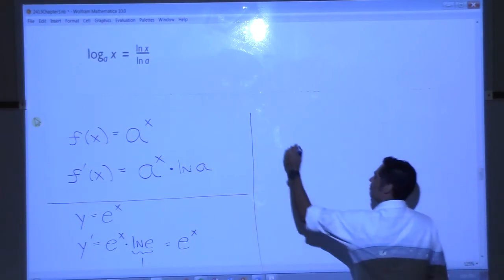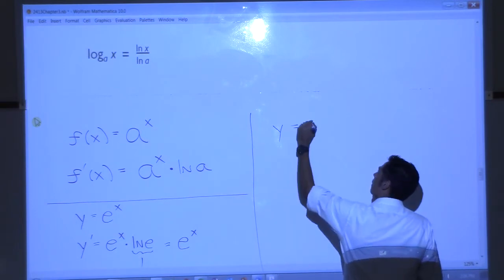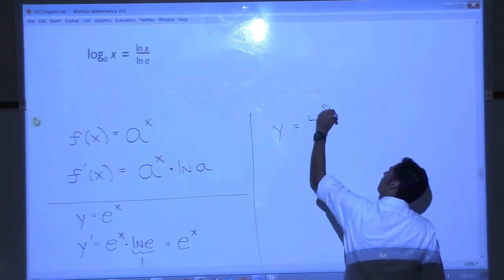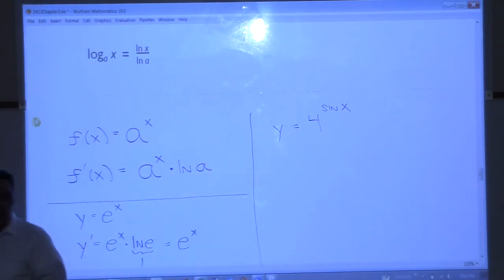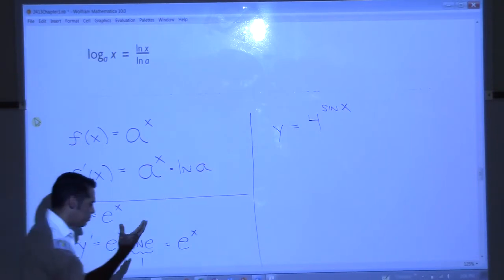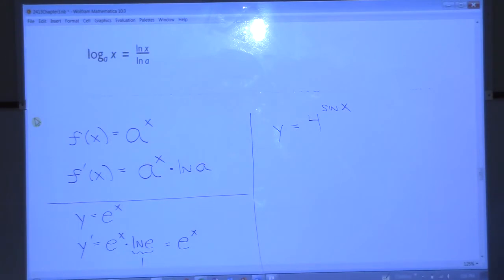All right, you ready? Got another one for you. You get the idea? What's the derivative of 4 raised to the sine x? Any ideas of what we're going to need to use here? Chain rule. Chain rule, right?